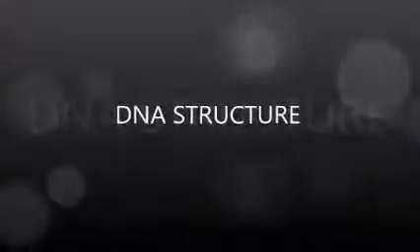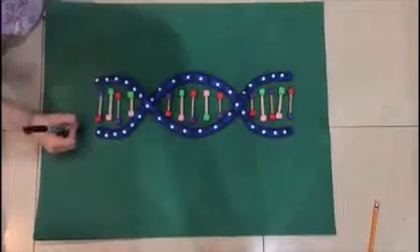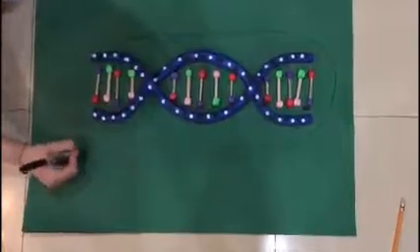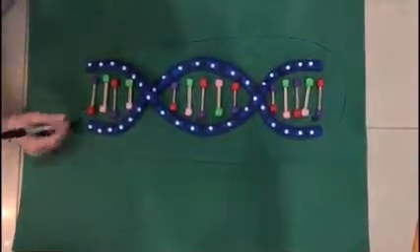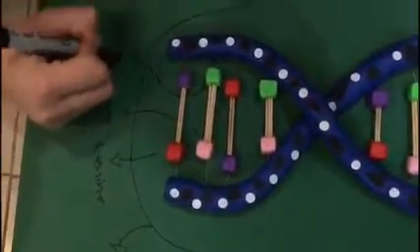DNA structure. DNA is a long chain which is located in every cell of our body. It is formed of nucleotides. The DNA information is stored in four nitrogenous bases: adenine, guanine, cytosine, and thymine.